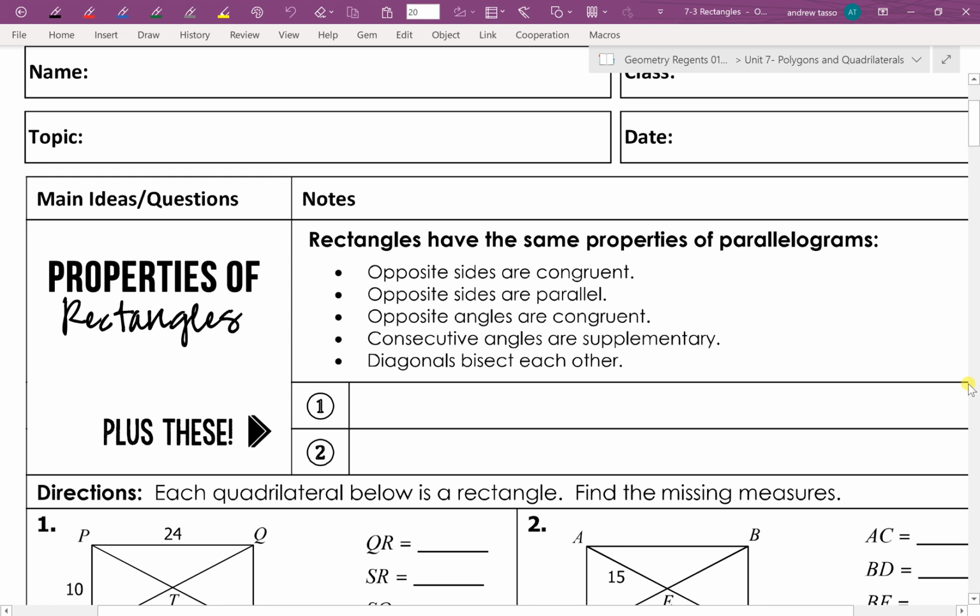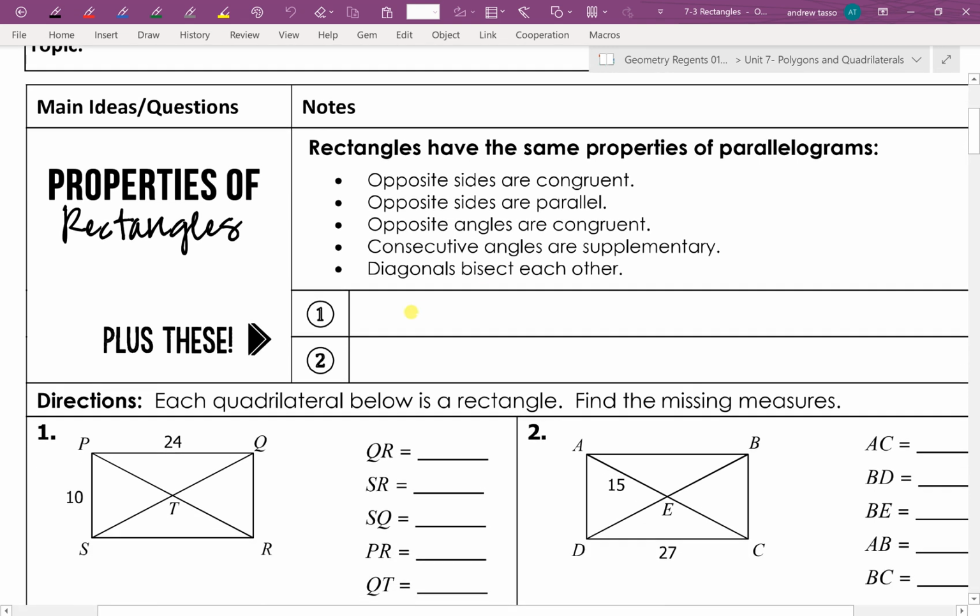Okay, guys, so the next topic is going to be rectangles. So we're going to compare and contrast rectangles with parallelograms and see where they fit within the idea of quadrilaterals. So first of all, rectangles will inherit all of the properties of parallelograms. So the 5 properties that we discussed in the previous lesson, the rectangle has still got all of those properties.